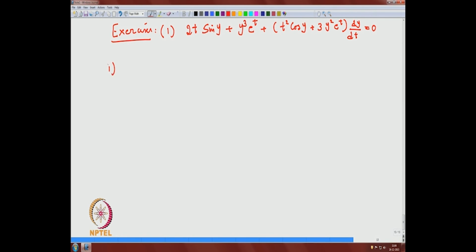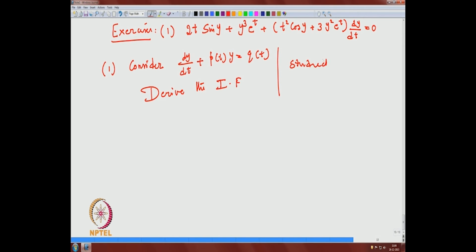The second exercise is what you have already seen. Consider this linear first order equation: dy by dt plus p(t) y is equal to q(t). Derive the integrating factor, which you will see using this. You have seen the integrating factor already in the first order equation studied earlier. And the third one, with which I am going to stop: you see that separable equations are exact. Separable equations are exact. Okay. So with this we are going to finish this class.